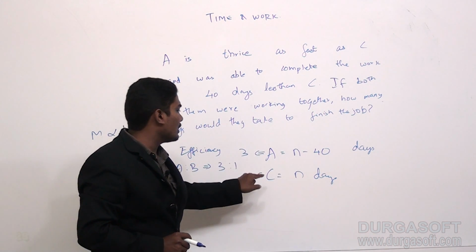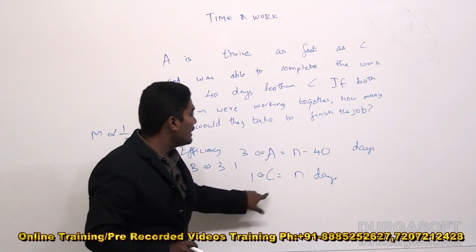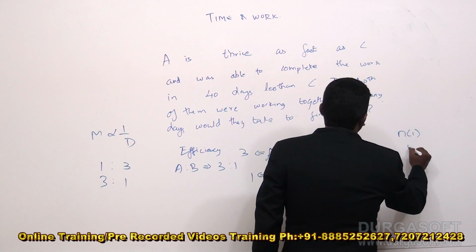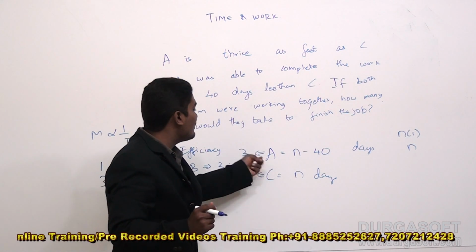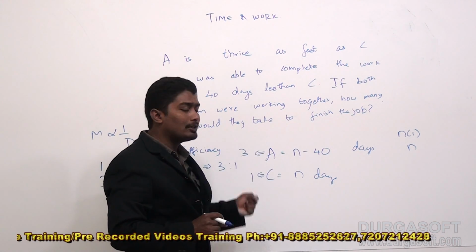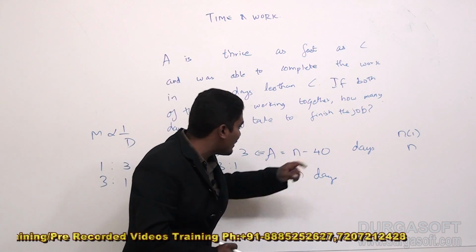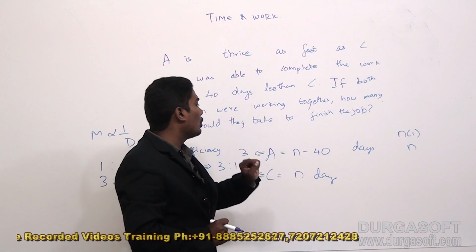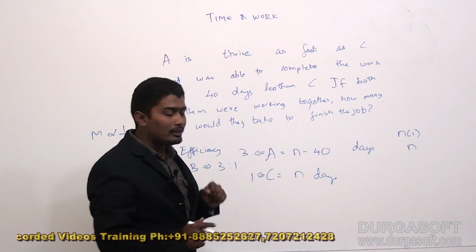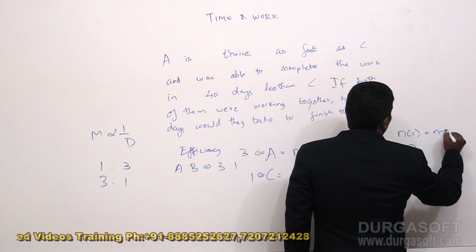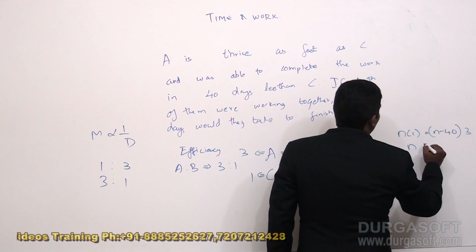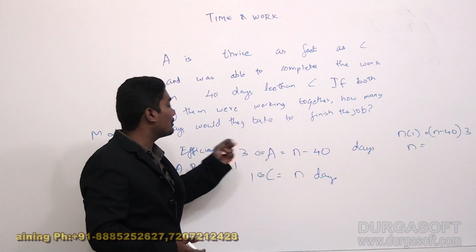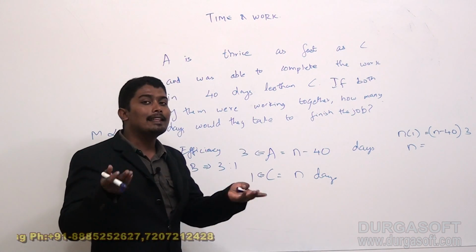So the total number of chocolates: C will eat 1 chocolate per day. In n days, the total number of chocolates C will eat is n into 1, which is n chocolates. Same way, A will eat 3 chocolates per day. To complete all the chocolates, he will take n minus 40 days. So the total number of chocolates will be n minus 40 into 3. I can say that the total number of chocolates I calculate through C will be the same as the total number of chocolates I calculate through A, because that is the total number of chocolates.